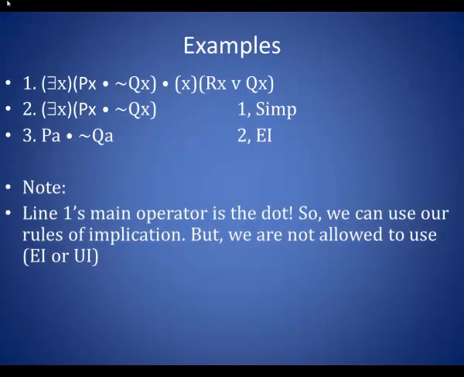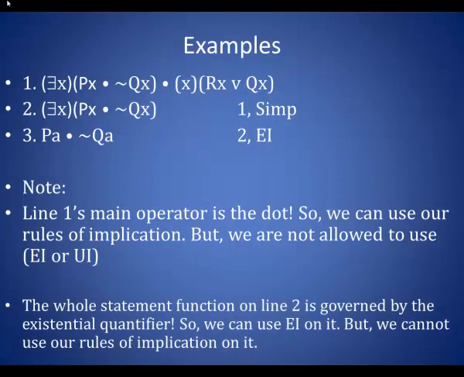So note, line 1's main operator is the dot, so we can use our rule of implication, but we are not allowed to use EI or UI. The whole statement function on line 2 is governed by the existential quantifier, so we can use EI on it, but we cannot use our rules of implication on it. Pay attention to what's going on in this particular slide and make sure you understand when you're allowed to use your rules of implication and when you are not.